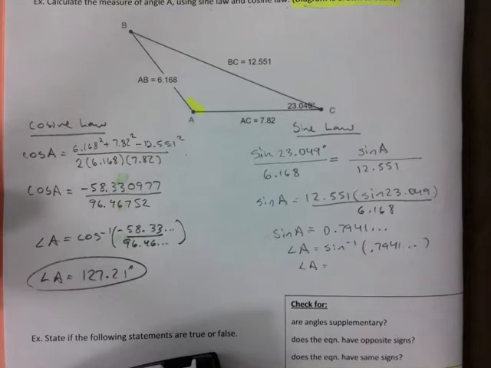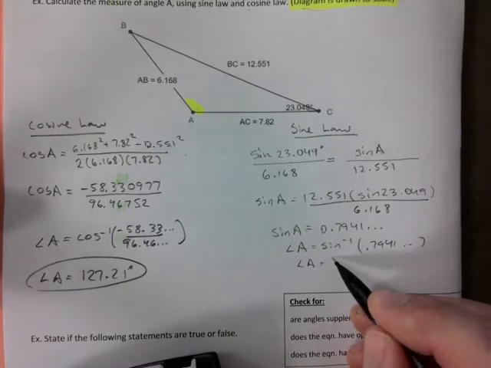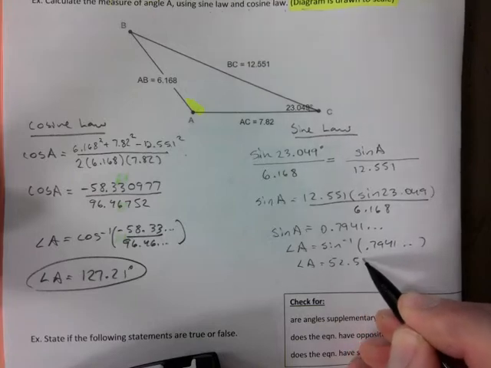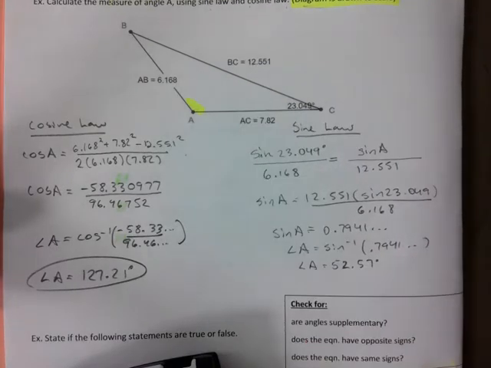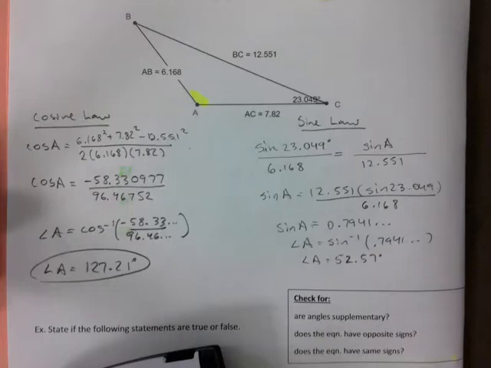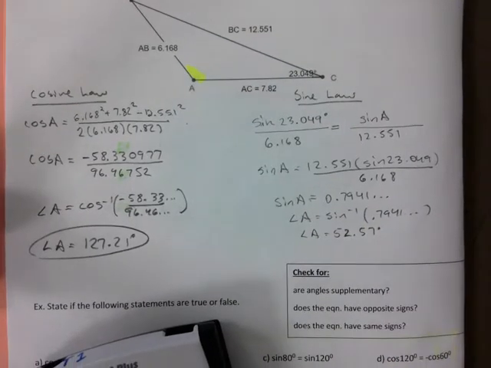So angle A is sine inverse of 0.7941. Angle A is 52.57. Yay, right? And what's the problem? We clearly know it's not acute, right? It's supposed to be 127. So what just happened here, guys?